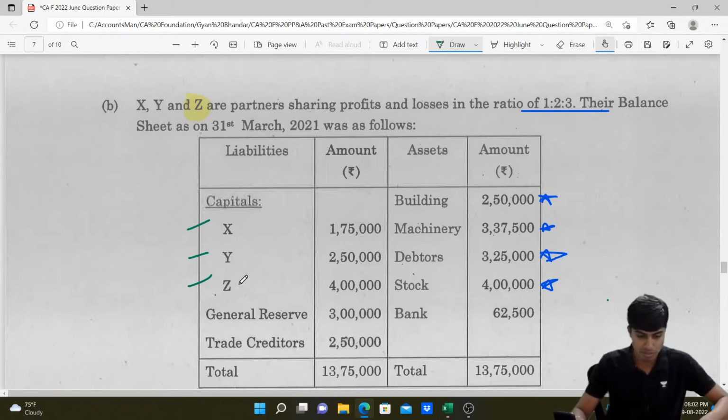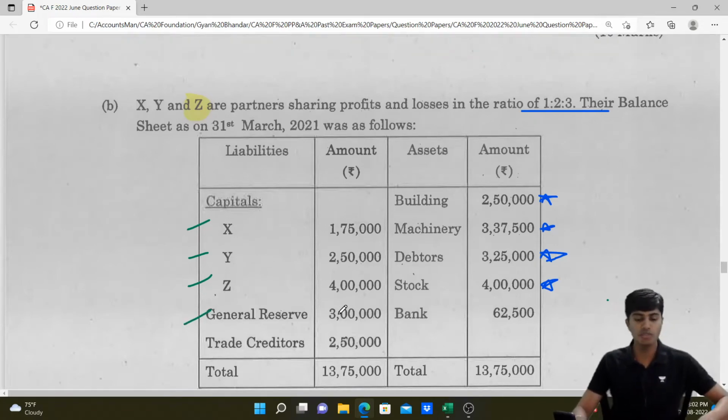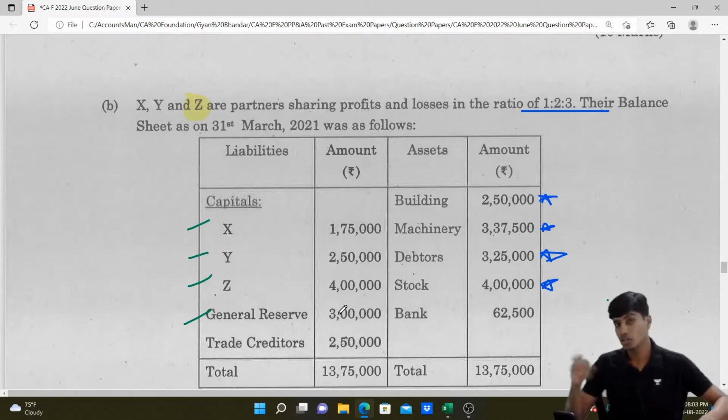We've just posted it. Then we have general reserve of 3 lakh. This general reserve of 3 lakh has to be divided between X, Y and Z in their partnership ratio. What is the profit sharing ratio? The old profit sharing ratio before Z's retirement, because that's when the reserve is accumulated. The profit ratio is 1 is to 2 is to 3. So we will share this 3 lakh in the ratio 1 is to 2 is to 3. So 3 lakh into 1 by 6, 3 lakh into 2 by 6, 3 lakh into 3 by 6. So 50,000, 1 lakh and 1 lakh 50 will be the amounts.